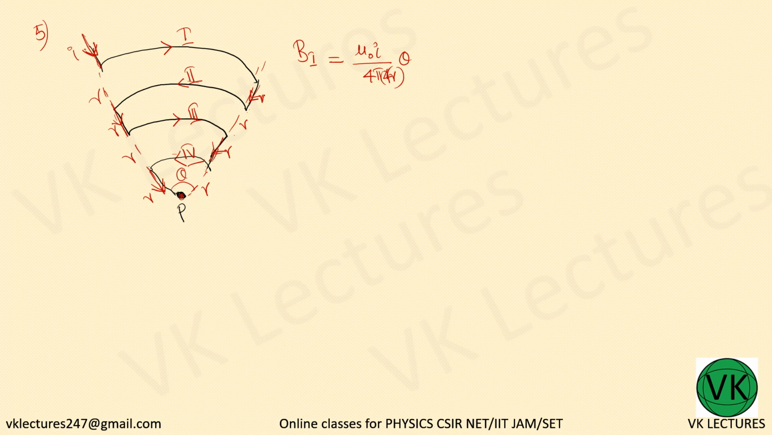And what is the direction? As it is in clockwise direction, it is into the field. Okay, so mu 0 I divided by 4 pi into 4r into theta and into the field.